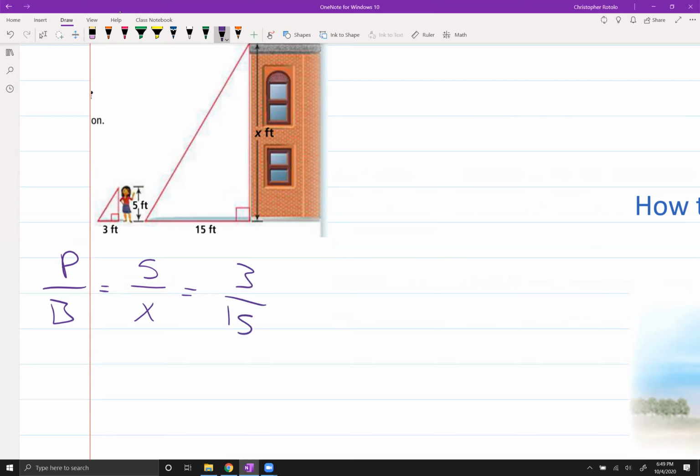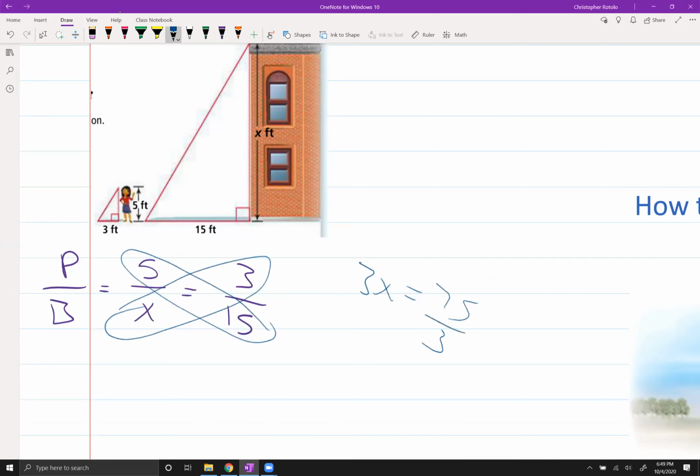All right, so we want to figure out by cross multiplying again. So I'm going to do 5 times 15, and we can do 3 times x. So that's 3x. Okay, 5 times 15, what'd you get there? 75 it is. Divided by 3, all right, 25. That means the building is 25 feet tall.